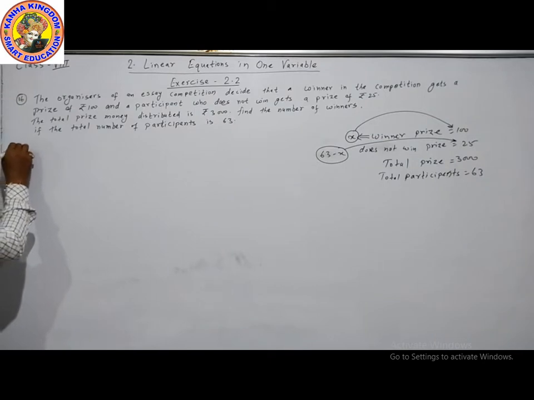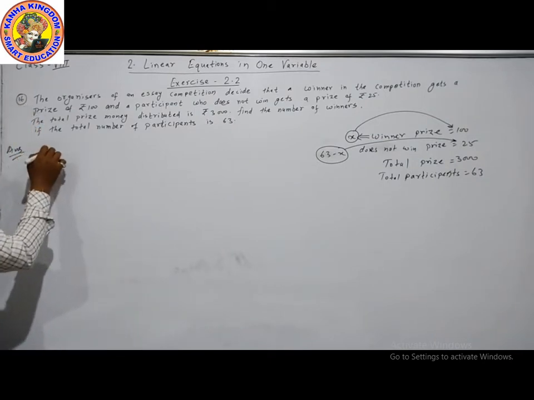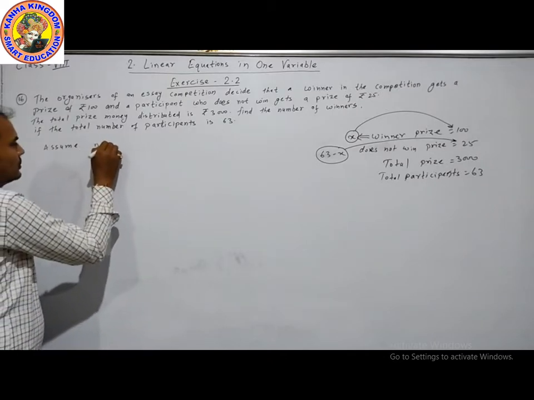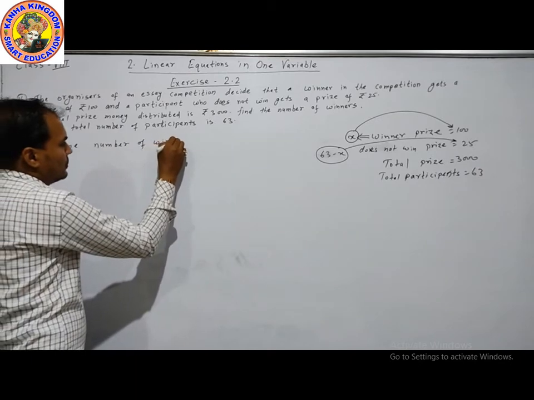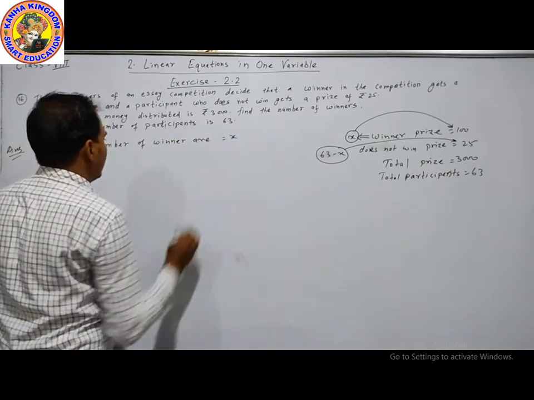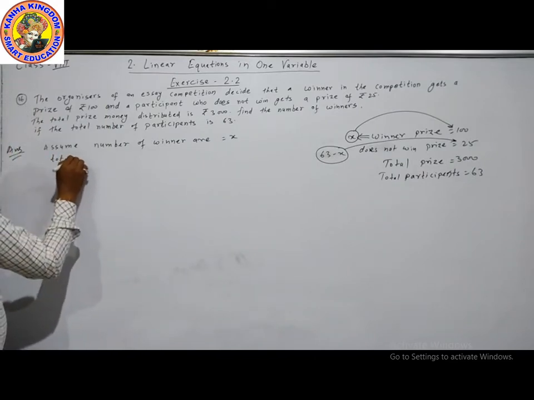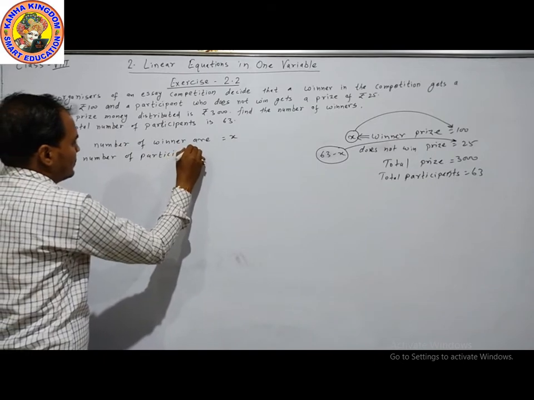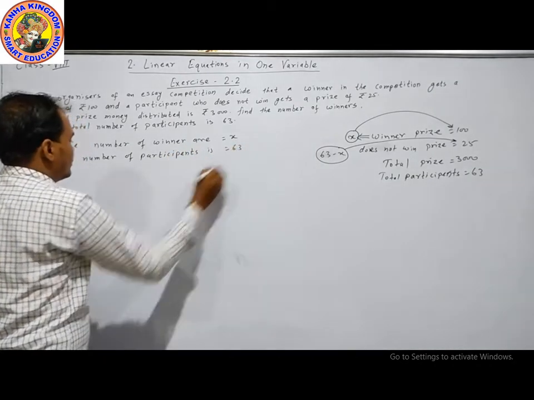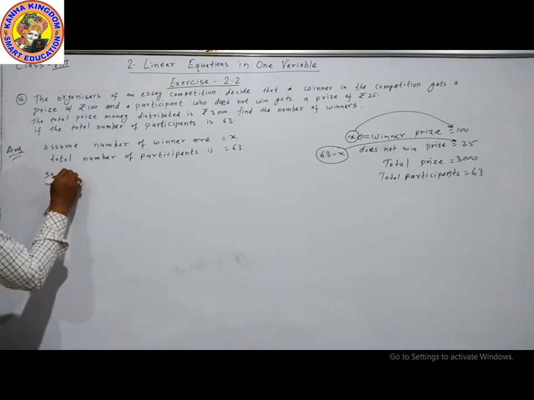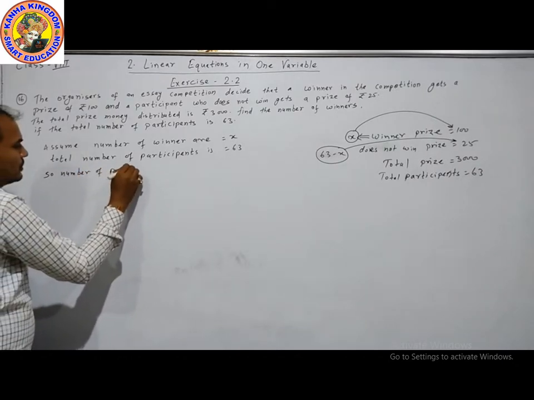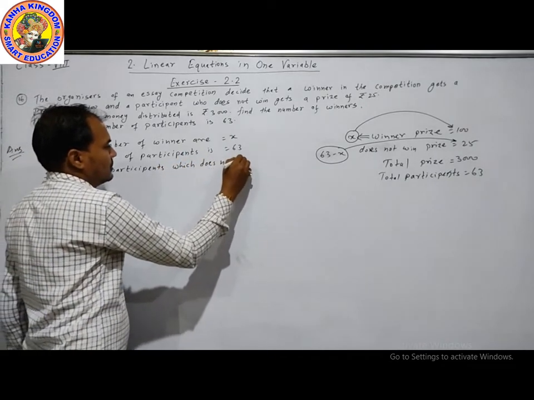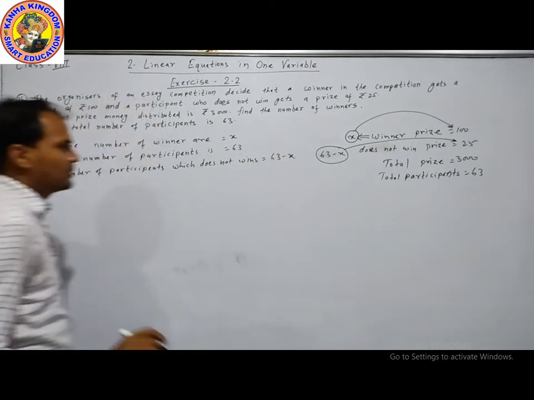So in our answer, assume the number of winners is X, and the total number of participants is 63, so the number of participants who do not win is equal to 63 minus X, total minus X.